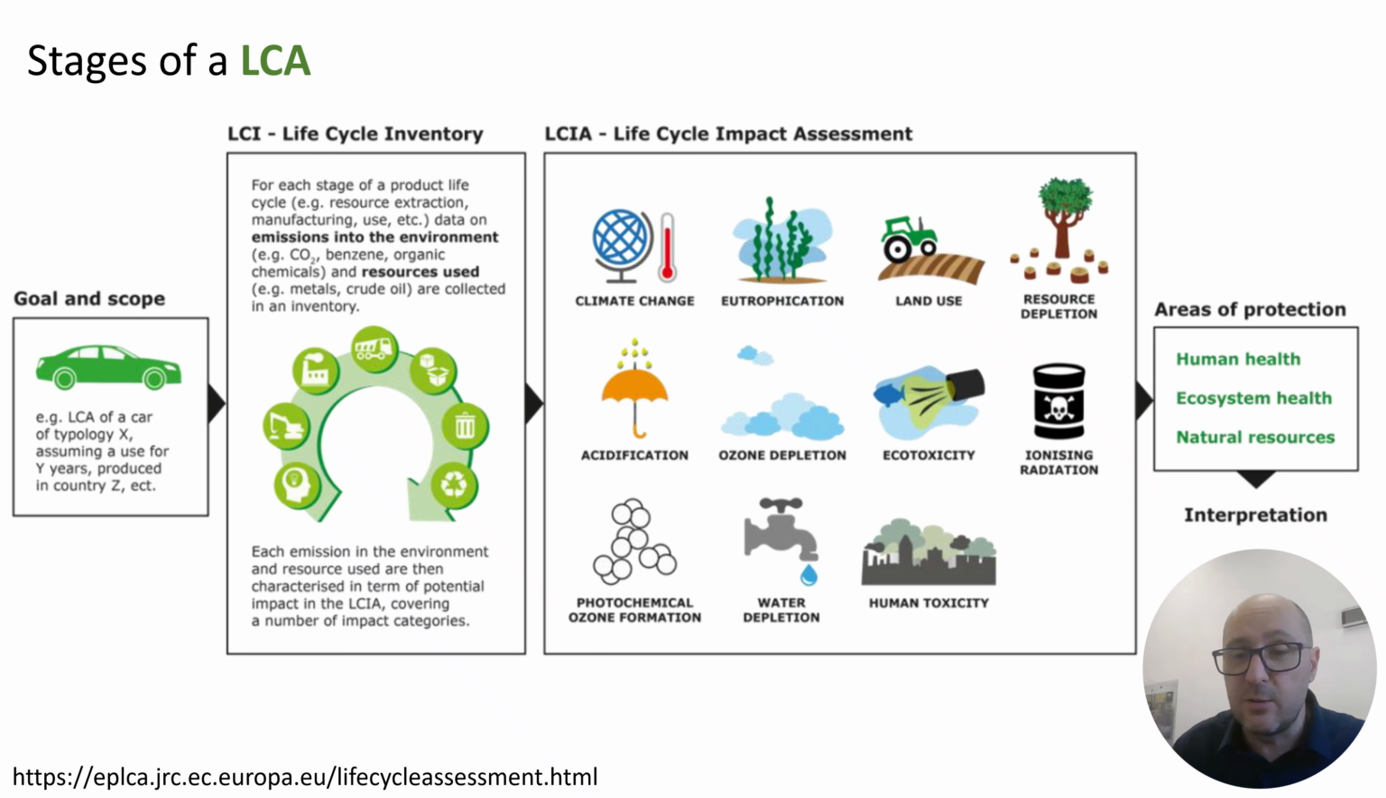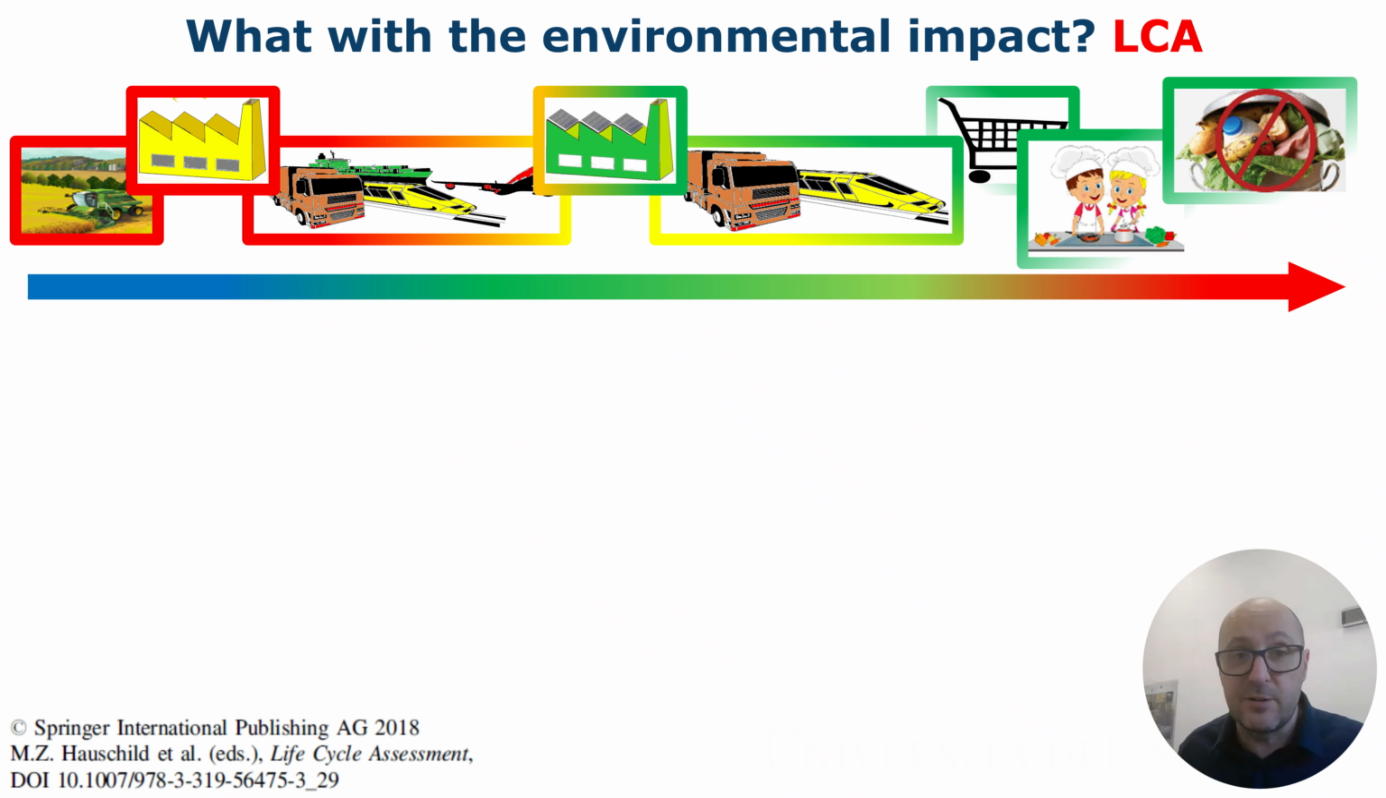These categories include climate change, especially global warming, eutrophication, soil quality, the amount of land use, resource depletion, human toxicity, and so on. With these, we can estimate the impact of this process or product in various areas of protection, including human or ecosystem health and the depletion of natural resources.